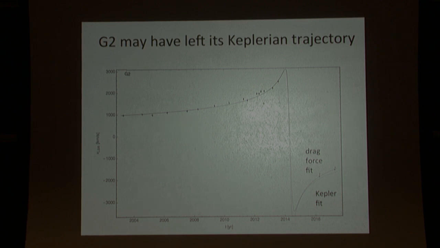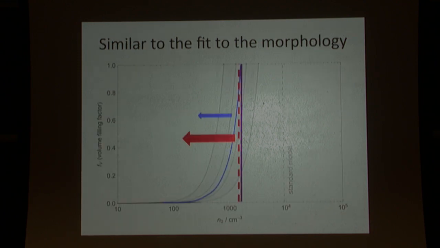It's not statistically significant. However, in 2018, that might become statistically significant. So you do get a fit result for the density again. And the fit result is that purple line here. So again, you can see we are at around 1,000 or 2,000 particles per cubic centimeter is the density here.